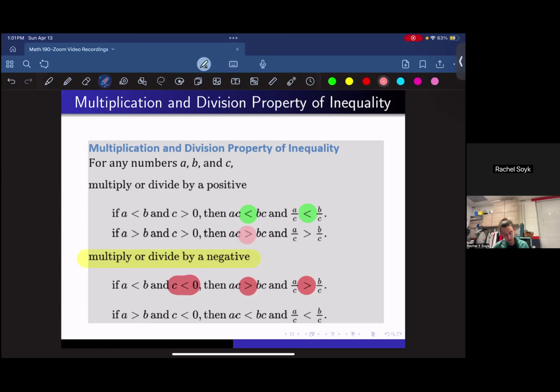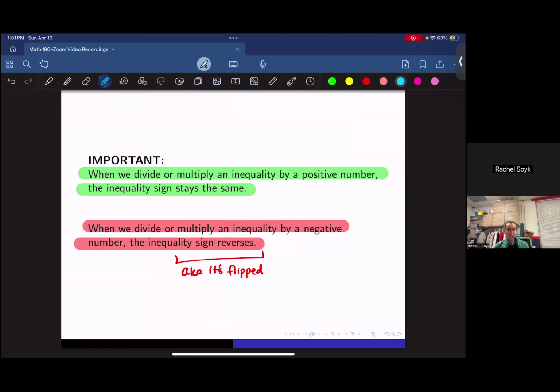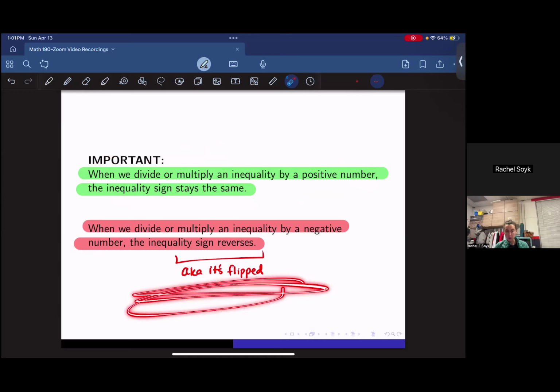And same with that second scenario. We have it switching signs on us. Okay, so something to be mindful of. We reiterate it on this slide so that you really know that you must flip that inequality if you're multiplying or dividing by a negative value. If it's by a positive, everything stays the same. But if it's negative, you have to flip it.